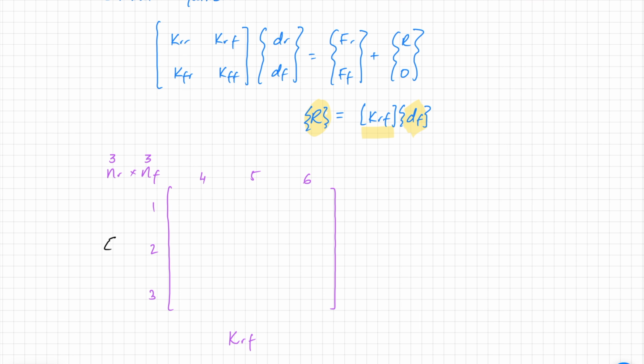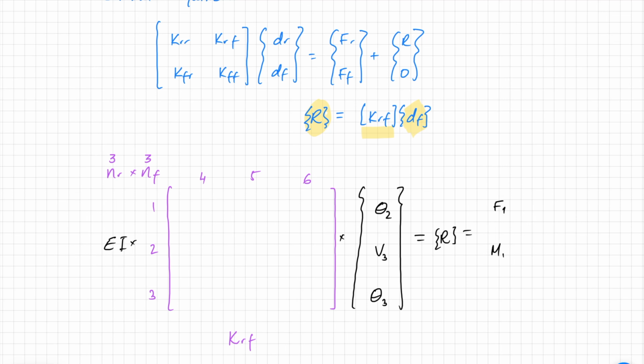Okay, so let's fill this in. So obviously we have EI multiplied by this. This gets multiplied by the degrees of freedom, which we just found. So we have here theta 2, V3, and theta 3. We just found these, we know them. And that will give us the reaction vector, which if we open it up will be the force at degree of freedom 1, the moment at degree of freedom 1, and then the force at degree of freedom 2.